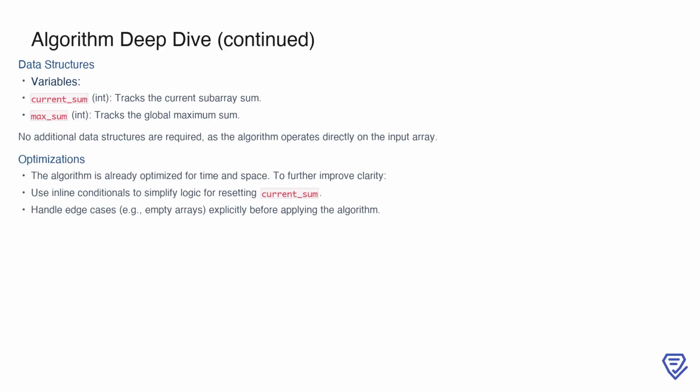The algorithm relies on two simple variables: current_sum, which tracks the ongoing subarray sum, and max_sum, which records the global maximum sum. No additional data structures are required, as the algorithm operates directly on the input array. While Kadane's algorithm is already optimized for both time and space, there are a few ways to improve clarity. For example, you can use inline conditionals to simplify the logic for resetting current_sum. Additionally, explicitly handling edge cases, such as empty arrays, before applying the algorithm ensures robustness and prevents errors.